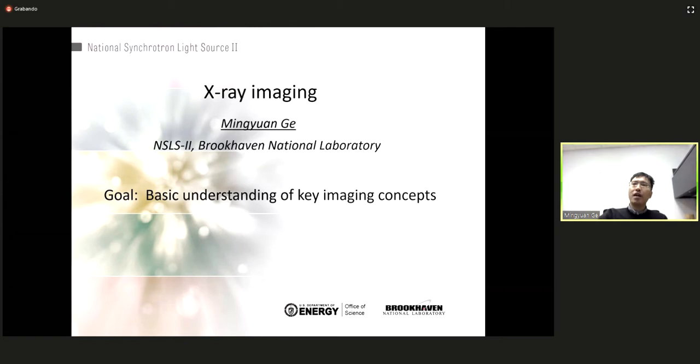So today, I would like to give a description of what X-ray imaging is. Hopefully after this lecture, you will understand some basic ideas and basic concepts of X-ray imaging. With this knowledge, you can choose the suitable techniques for your own research purpose. And hopefully in the near future, we can see you at the light source and you will be a very valuable user for us.